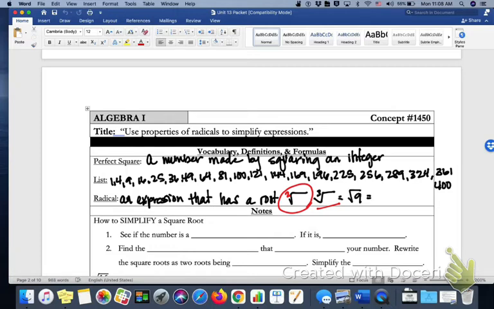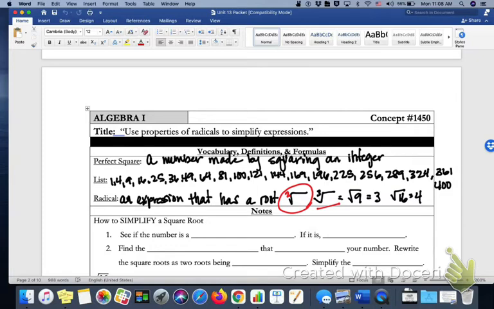If I said, what is the square root of 9, I would be asking you what number times itself is 9, and that answer is 3. Another example, what is the square root of 16, or what number times itself equals 16, and that is 4.